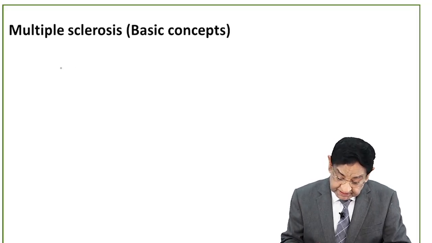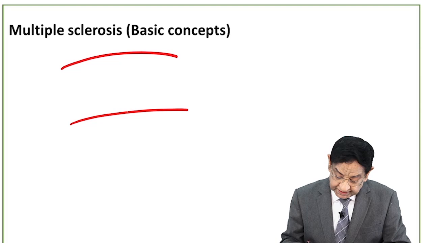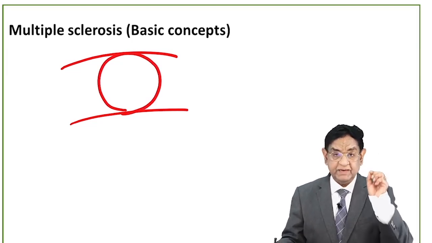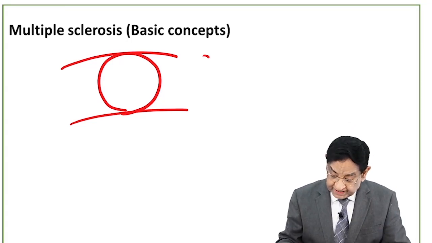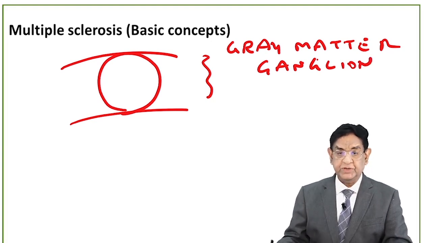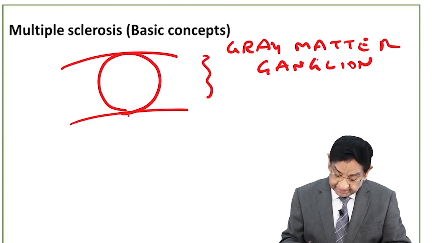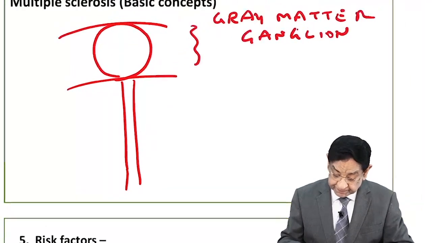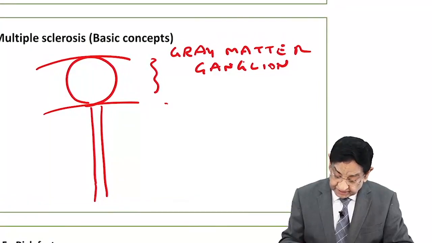So basic concept: this is the cell body. And we all know very well the cell body of every neuron lies in the gray matter or in a ganglia. This is a universal truth. And the fibers lie in the white matter. Okay? They lie in the white matter.